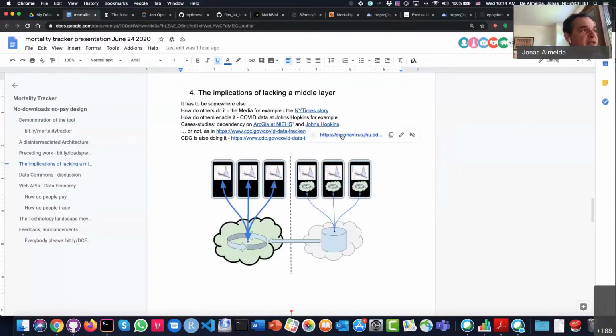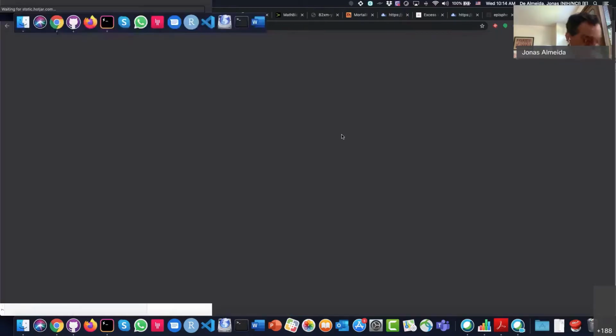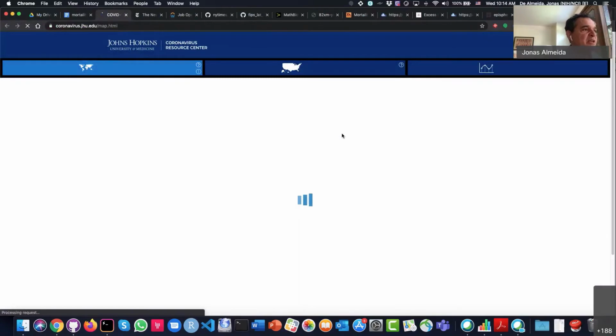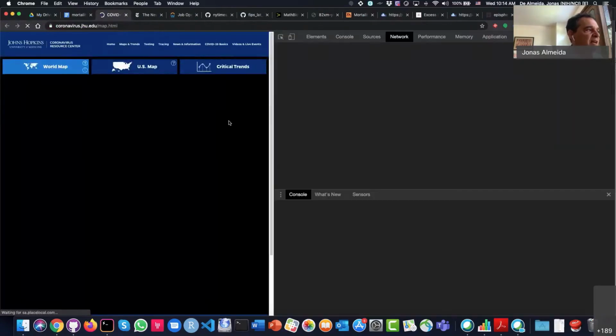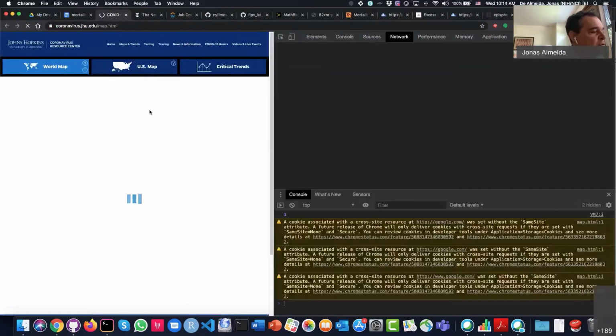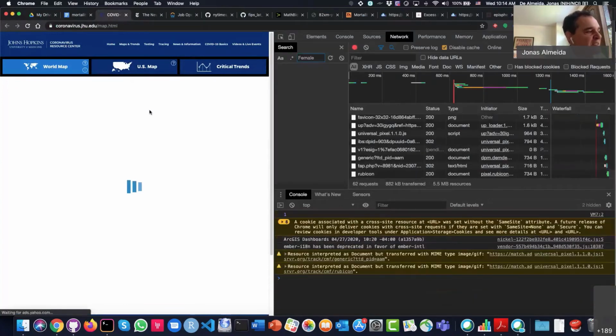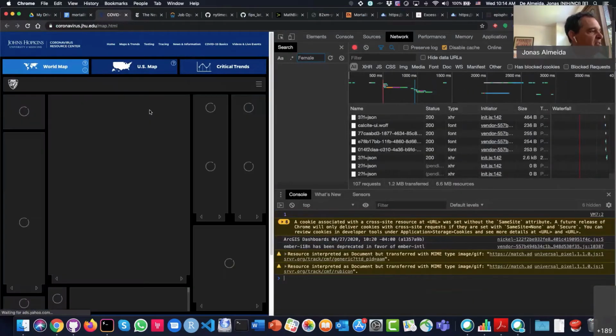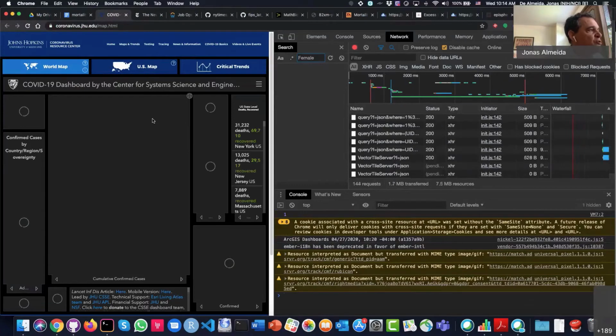So Johns Hopkins also creates its own dashboard, and the first temptation is always to create a middle layer, and you see it takes a little time. But the moment you go into the data itself, you find out that the middle layer disappears. So this is still slow, right? You're still waiting for something to show up.